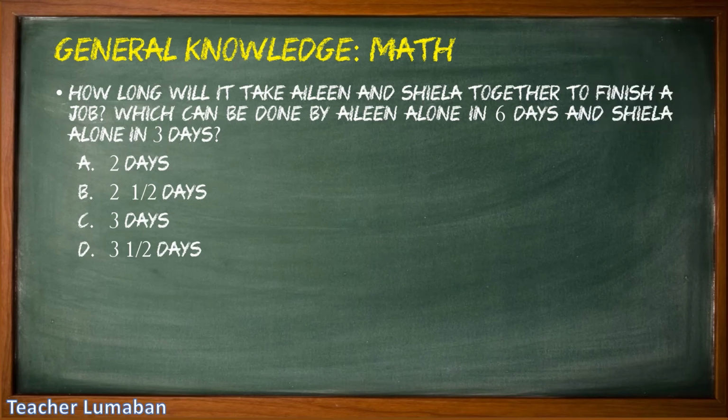The correct answer is letter A, 2 days. It will take Eileen and Sheila together to finish a job in 2 days. Let us convert it to a fraction: a job over 6 days and a job over 3 days. Find the same denominator. Equals 2 over 12 and 4 over 12. Join the two fractions. Equals 12 over 6, or 2. Answer: 2 days.